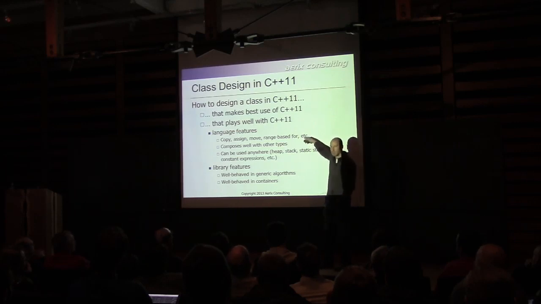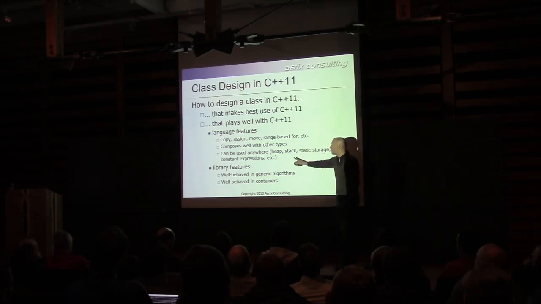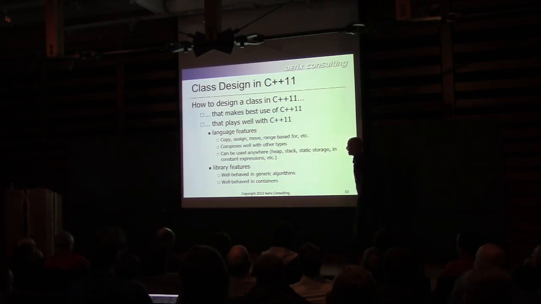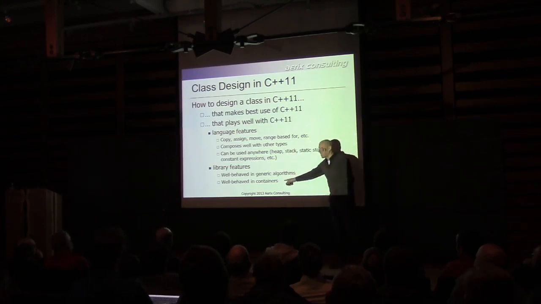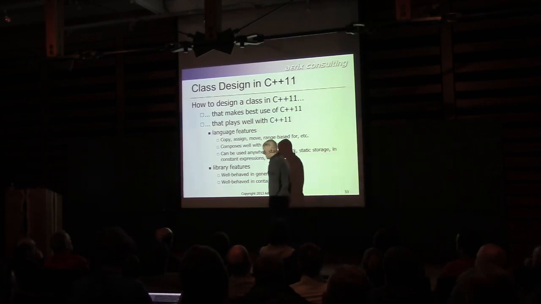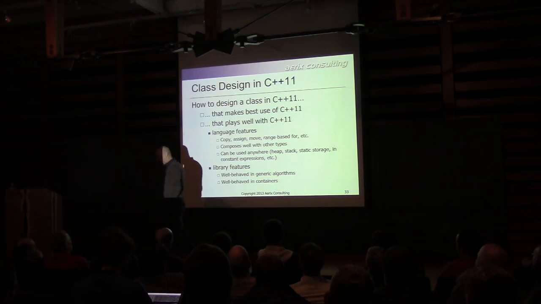Think about iterators, right? Think about range-based for. Does it compose well? Can it be used anywhere? Can it be in static storage? Can I use the type in a constant expression? Okay. Is my type well behaved with the standard library, algorithms, and containers? These all inform the design of your class.